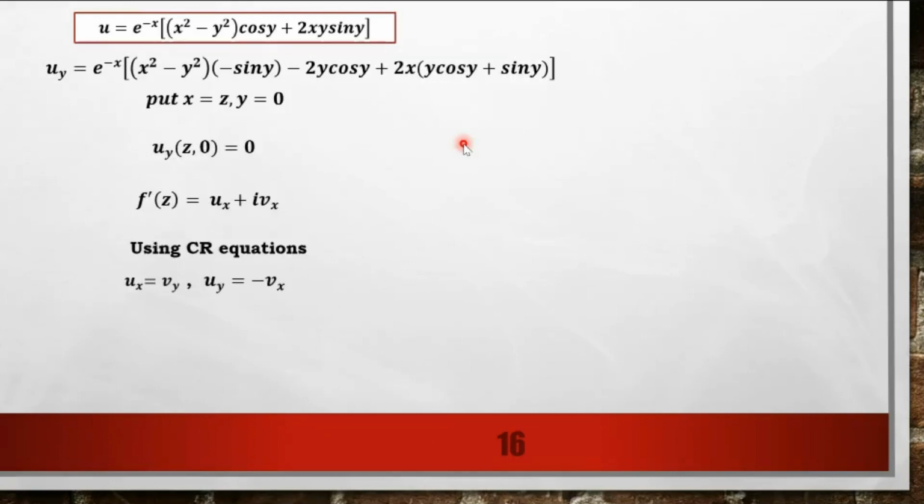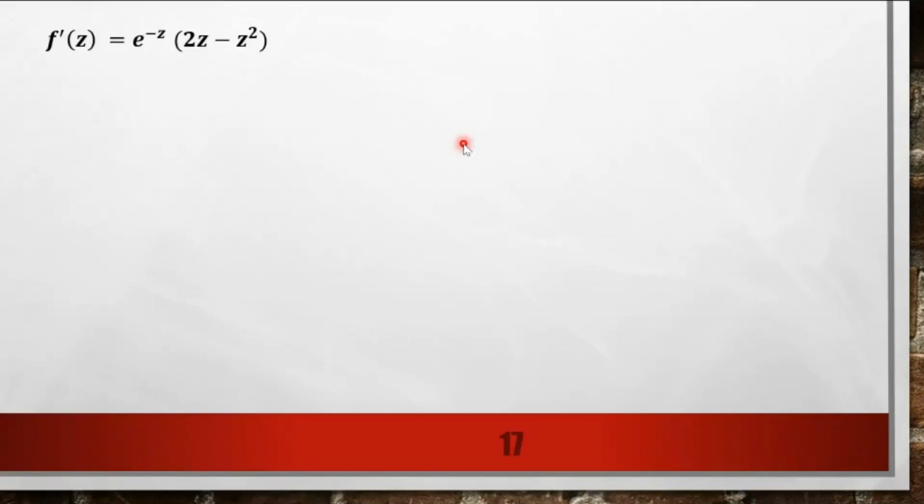The same way, f dash of z is ux minus i uy. Substituting there, integrating. Again, we are having two functions, e raised to minus z and 2z minus z square. E raised to is an exponential function, 2z minus z square is an algebraic function. Okay, so again we will apply u into v directly.